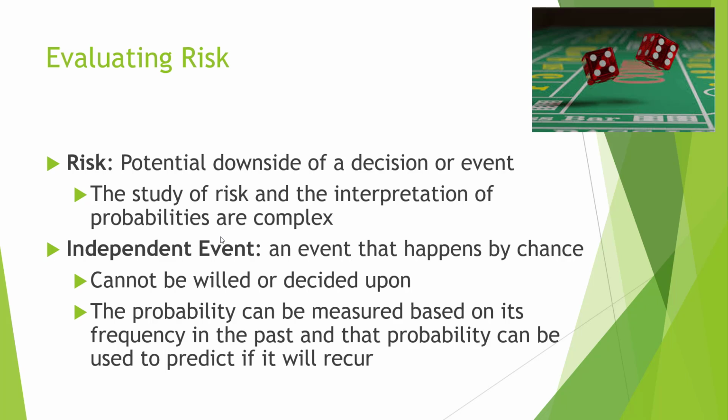One concept you want to make sure you understand is the concept of an independent event. That's an event that happens by chance. You can't will it or decide what's going to happen. You just got to let chance do its thing. For instance, if I'm flipping a coin, I know my outcomes are either heads or tails, but I can't make the coin, without cheating anyway, show heads. So I can't will the coin a certain outcome. I just have to flip the coin and see what happens.